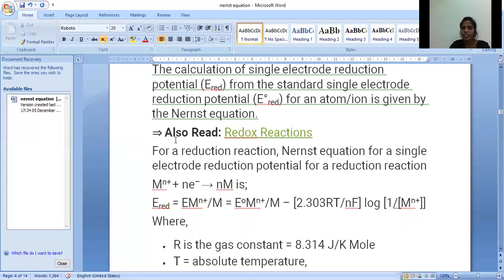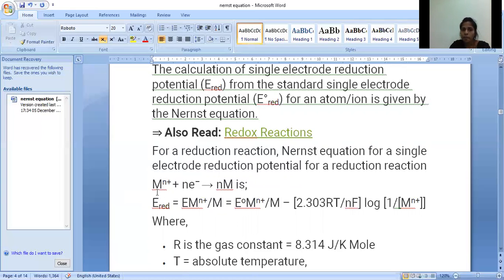So now we are taking the example reduction reaction. The Nernst equation for a single electrode reduction potential for a reduction reaction is M^n+ plus n electrons giving rise to M. So this is the reduction reaction. What is a reduction reaction? Gaining of electrons is called a reduction reaction. So we are taking the example of metal M^n+ plus n electrons giving rise to M.